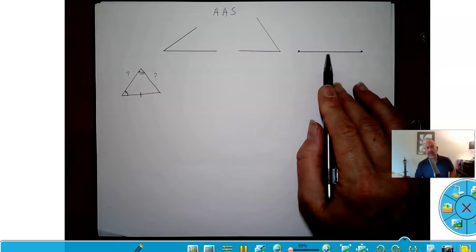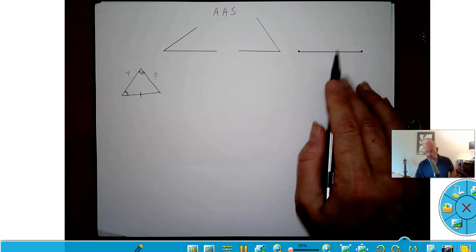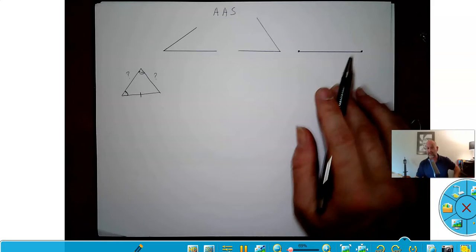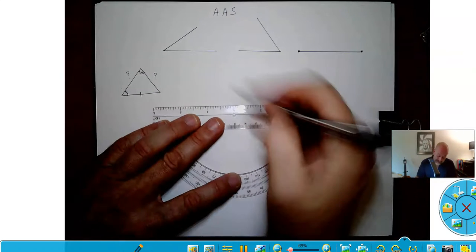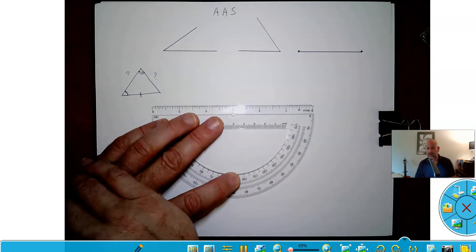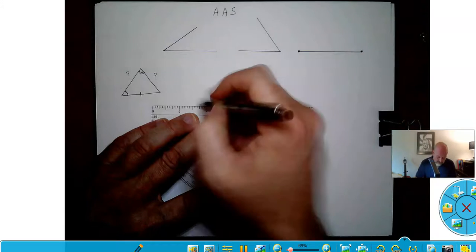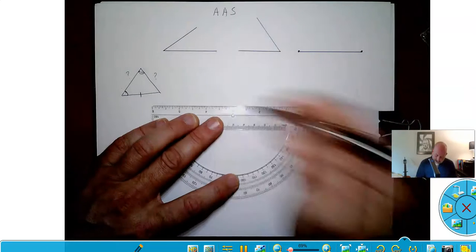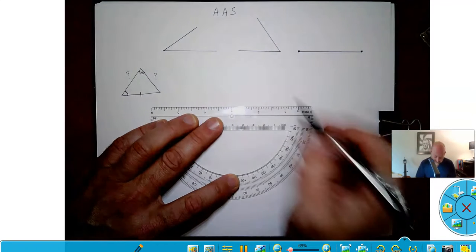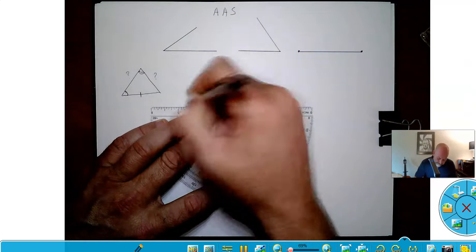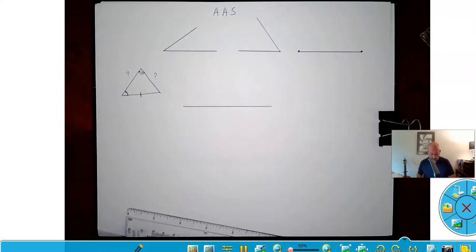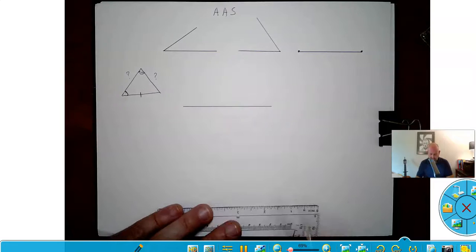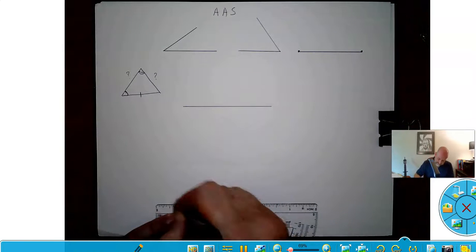So probably the easiest thing to do would be to start with the line segment. That's typically where you start with these triangle constructions. You actually cannot do a full triangle construction. You can construct one, but you can't copy a triangle if you don't know any of the side lengths. Probably should have done that lower. Let's do it down here. That's just a why not type thing.